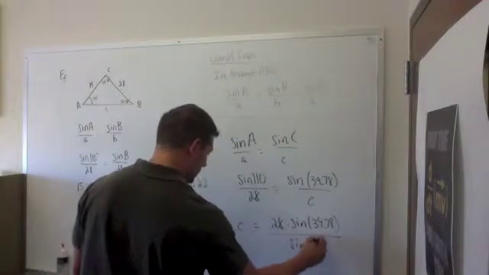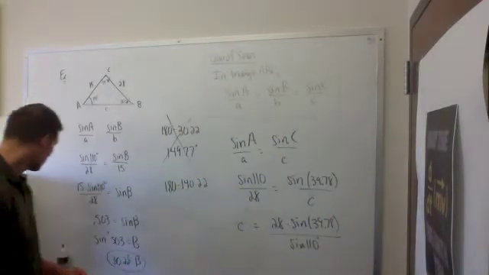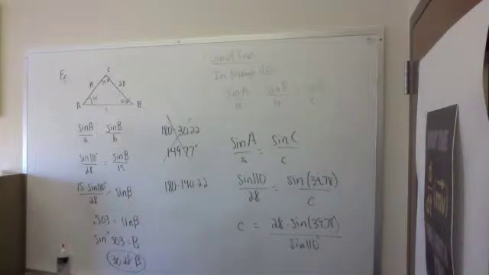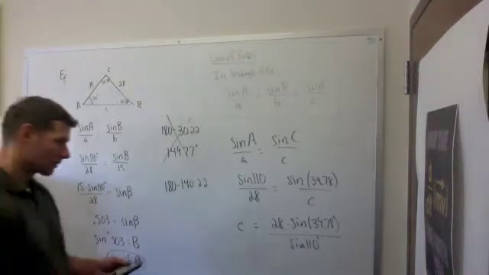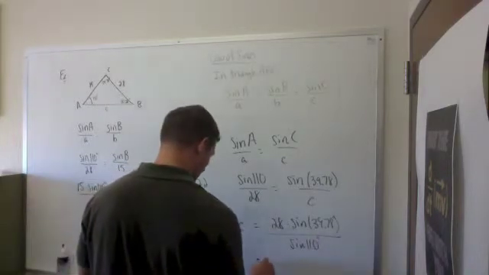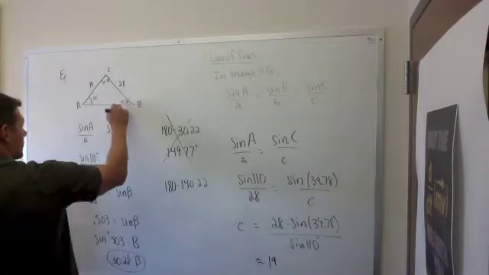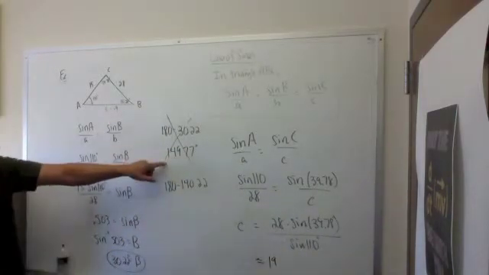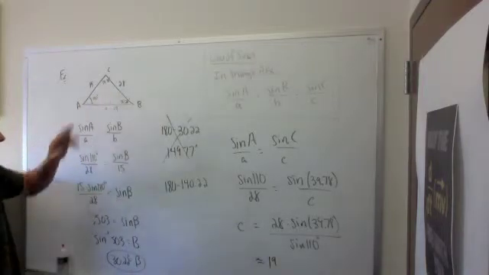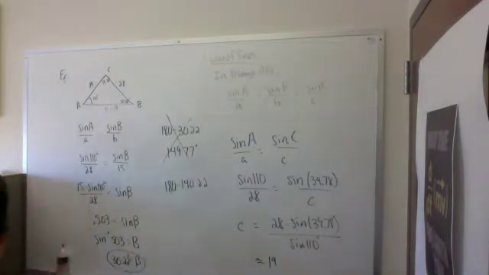Okay, let's see what I get here on my calculator. Sine of 39.78 times 28 divided by sine of 110, and I get approximately 19. So again, the other case didn't work. Why? Because the sum of the interior angles was over 180. So I only had one case in this situation.